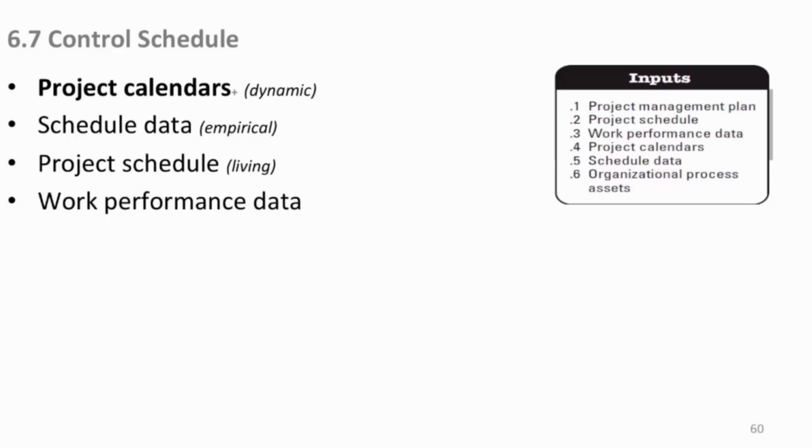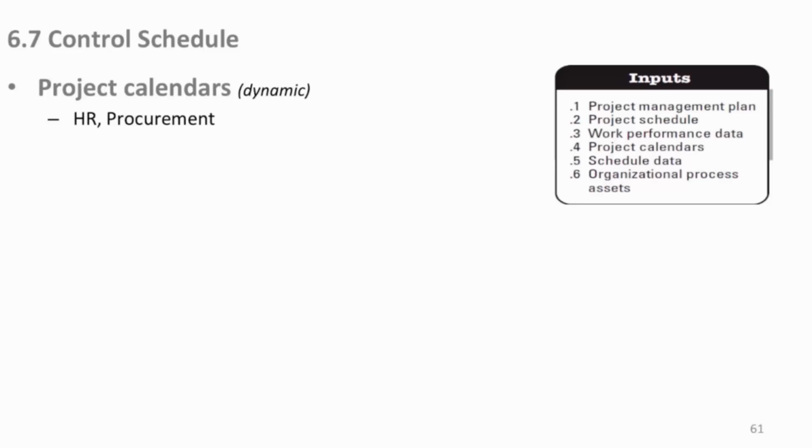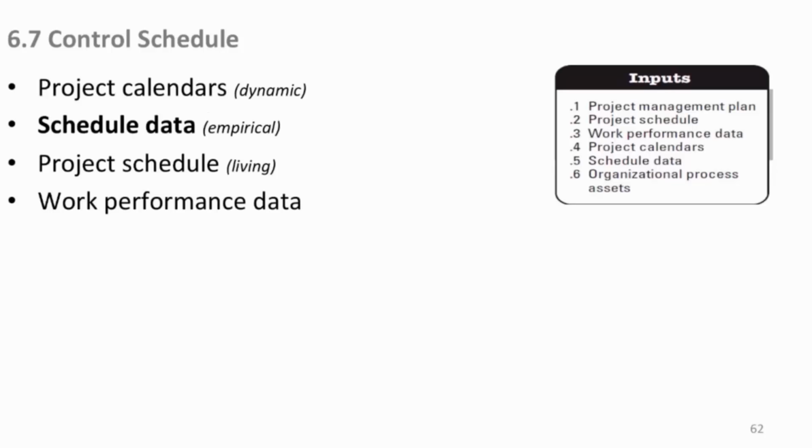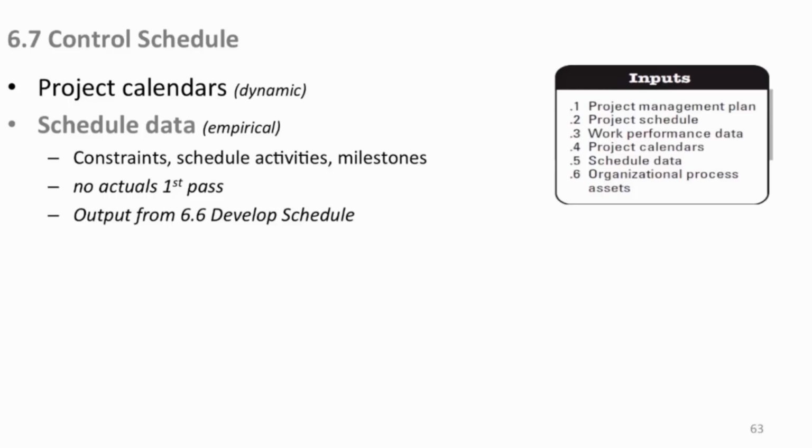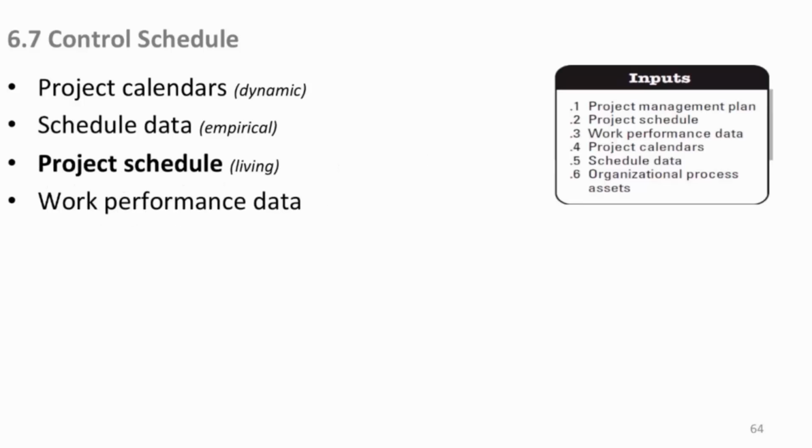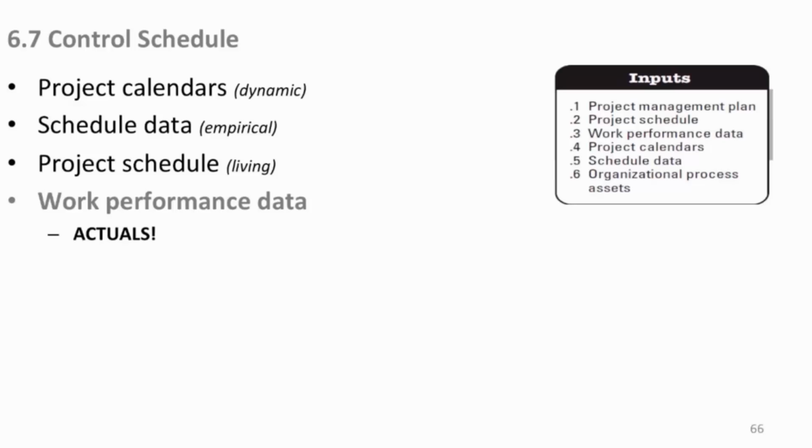Let's look at it this way: the calendar has your HR and your procurement calendar in it. Scheduling data has constraints, activities, milestones. Again, the first time no actuals, but now we're starting to get actuals in there. And it's from develop schedule, as we saw. Your schedule itself is living. Work performance data, as we said, those are now the actuals that are coming in from perform the work, 4.3. So all these inputs are now coming to us.